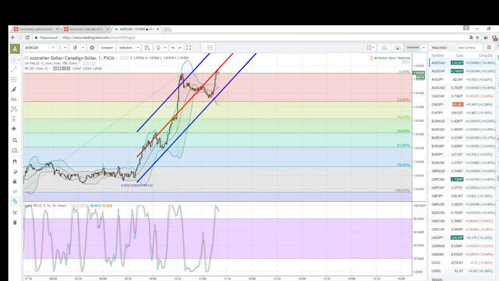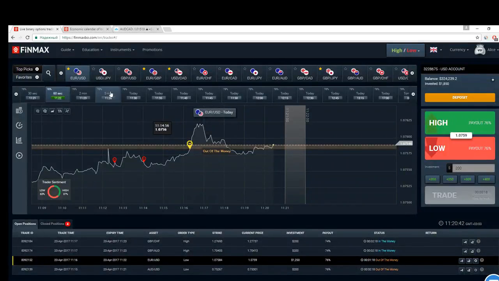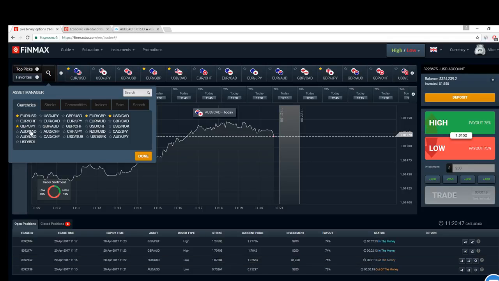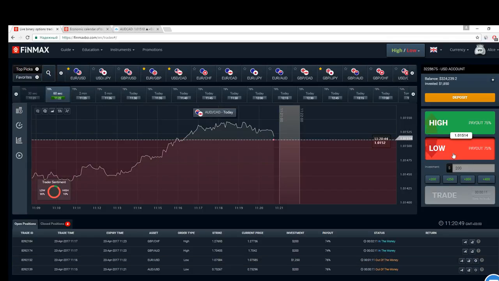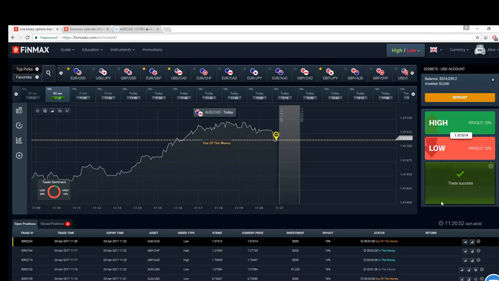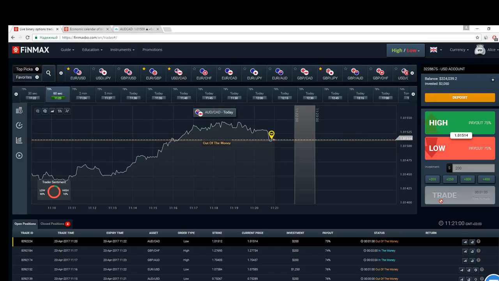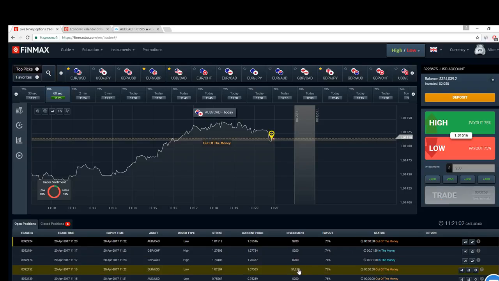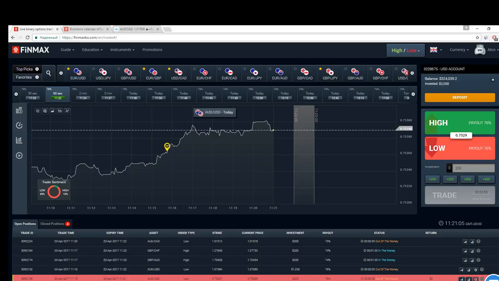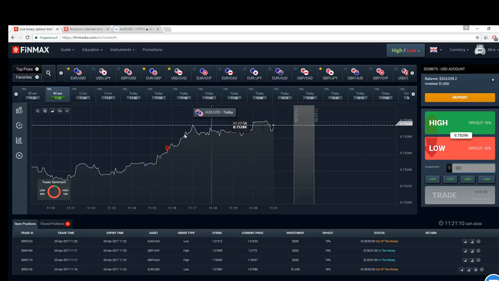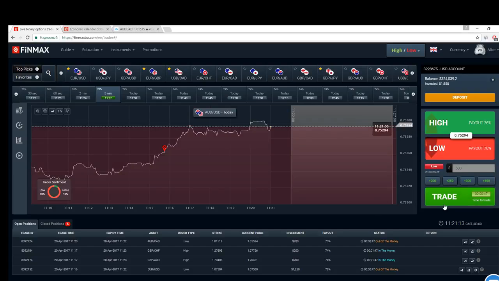So here I see an opportunity to enter for low for 1 minute. Let's see if this option is available currently. Okay, let's enter. Double check everything. Okay, this one expired, out of money. Australian to American, I will reopen for high, for low, sorry, for 5 minutes.